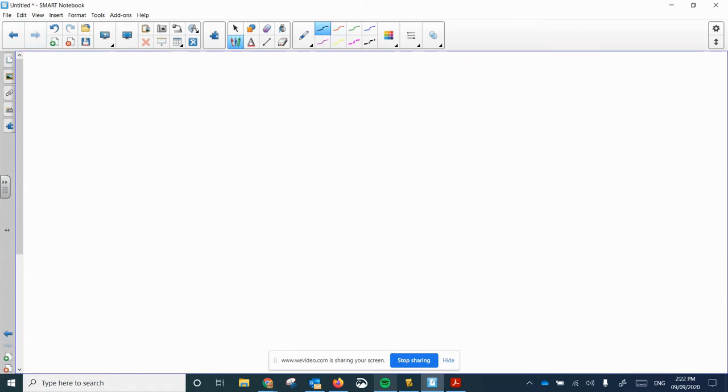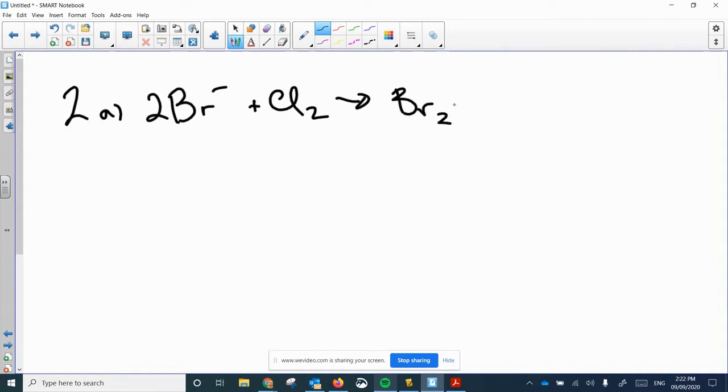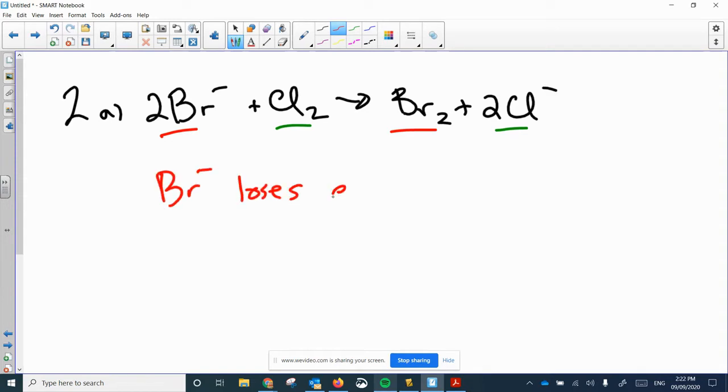All right, let's take a look now at practice problem number 2. In this scenario, we need to look at each part of the reaction and make an inference about what's going on. In the case of bromide becoming bromine, we have a negatively charged particle becoming neutrally charged. It's losing electrons. Therefore, if you lose electrons, you're oxidation, Leo.